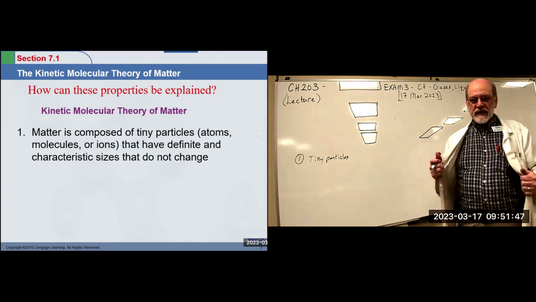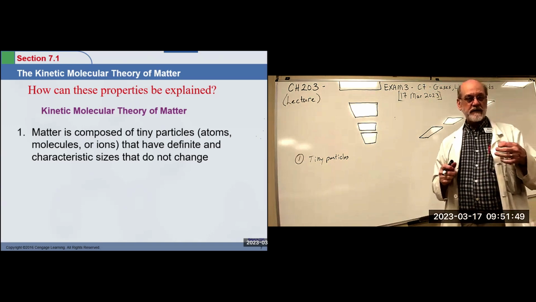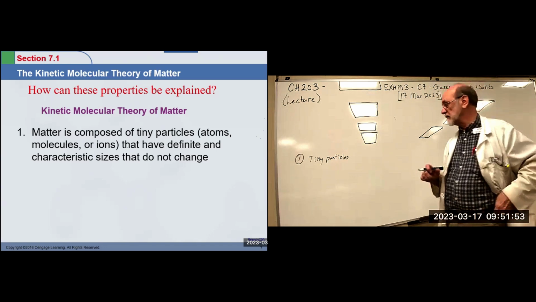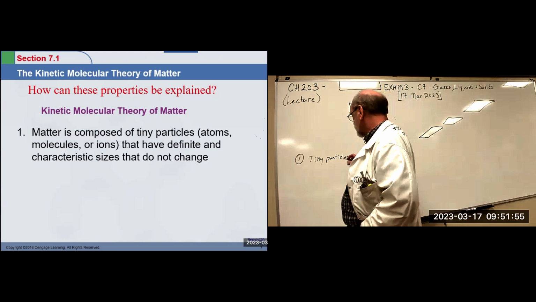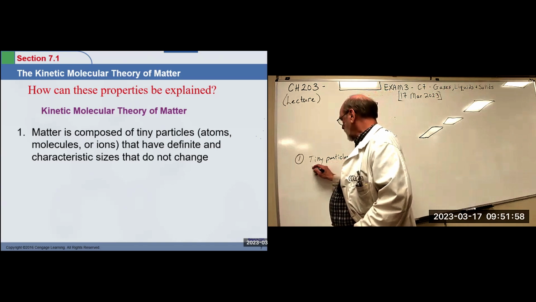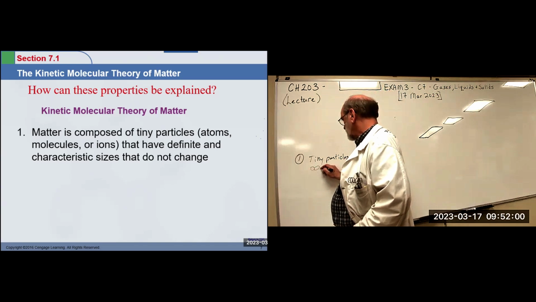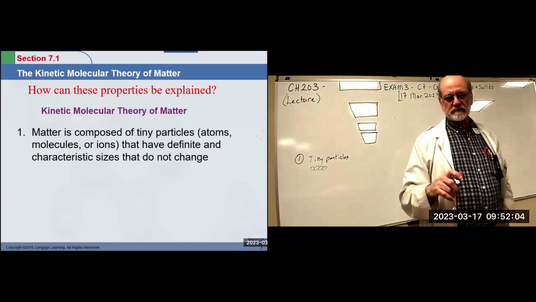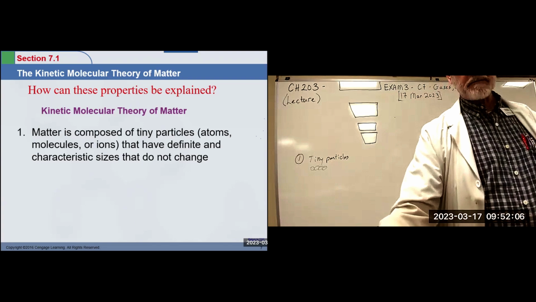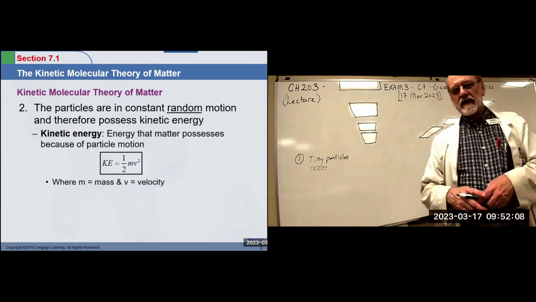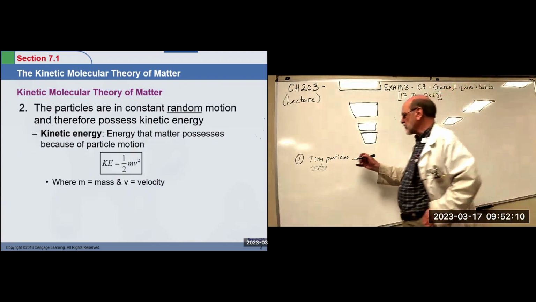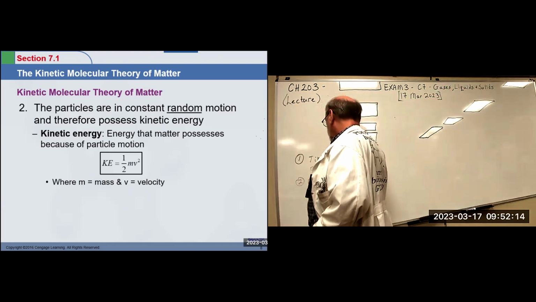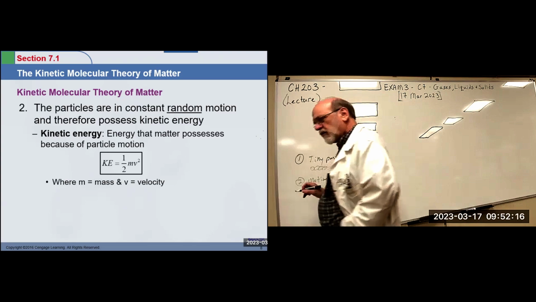And each of the tiny particles has a definite size that does not change. Right? So we're going to consider these tiny particles as just little balls for the purpose of argument. These tiny particles are in constant motion. So they're always moving in some form or fashion.